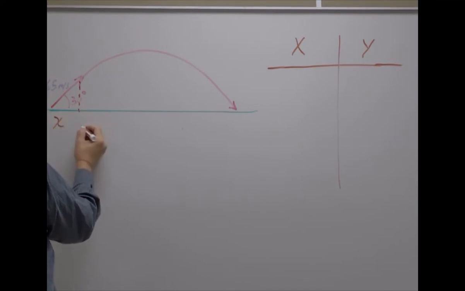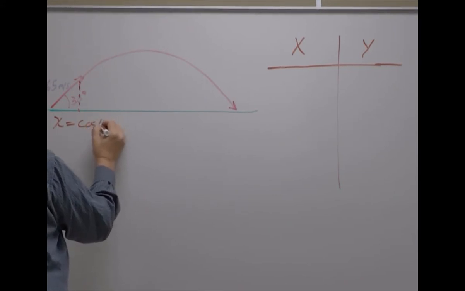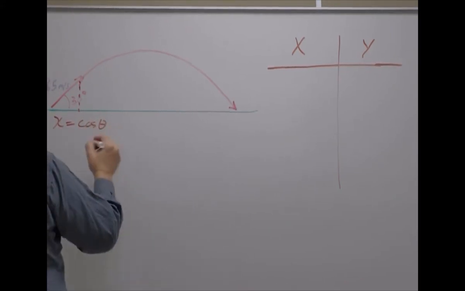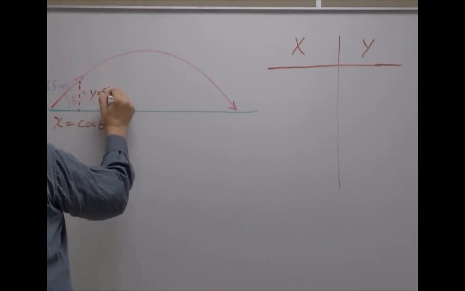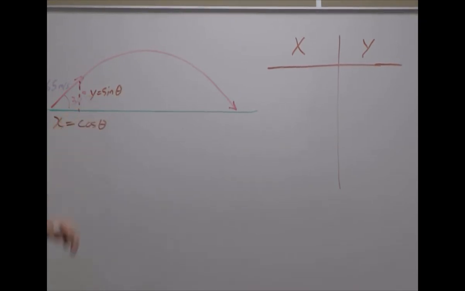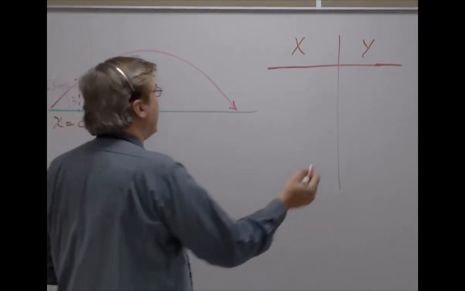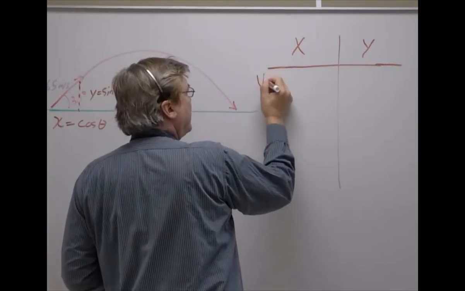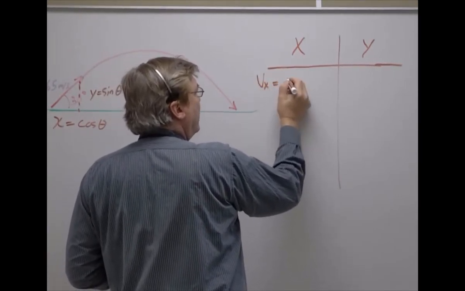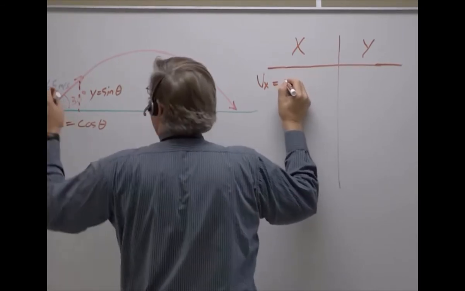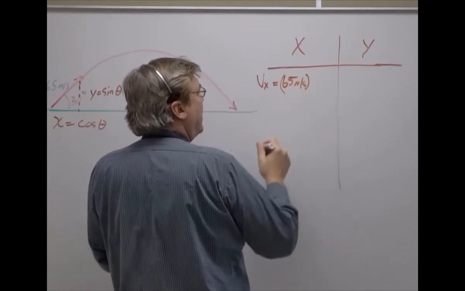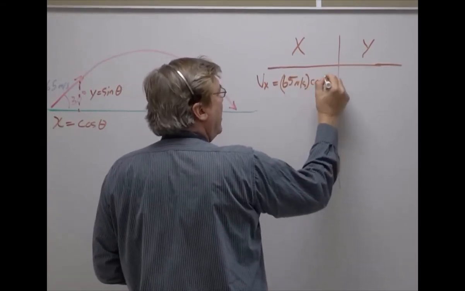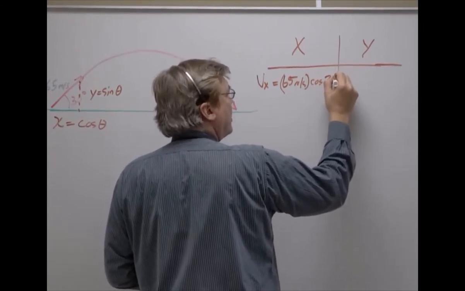The x component of this is just equal to, this part here is just the cosine of the angle times the initial velocity, and the y component is equal to the sine of the angle times the velocity. So let's go on and put that down here. My initial velocity in the x direction is equal to the velocity, 65 meters per second, times the cosine of the angle, which I said was 30 degrees.